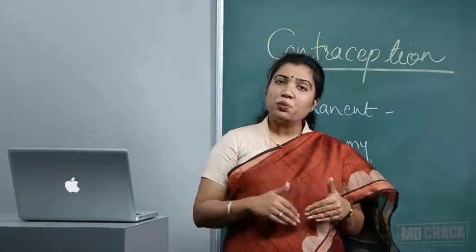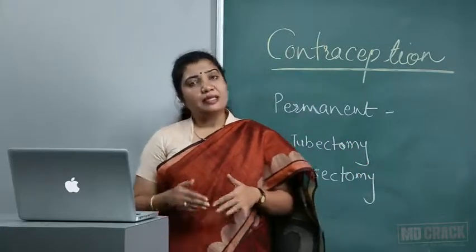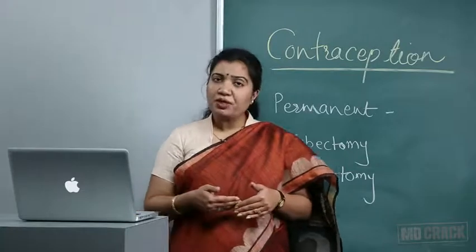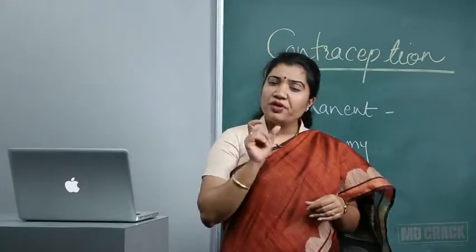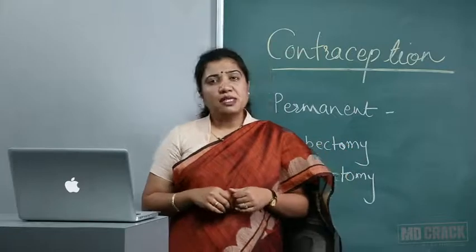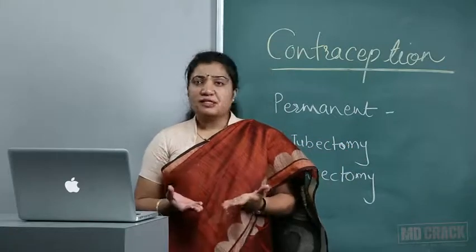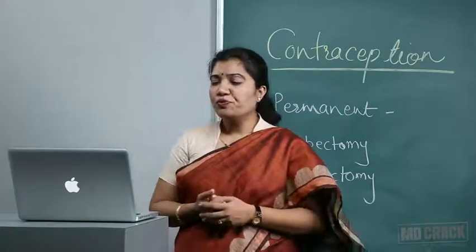If it is done as an interval procedure or along with MTP, then the incision is just a suprapubic incision, 2 cm above, a very small incision in the midline. If it is done with cesarean section, it is done through the same incision.